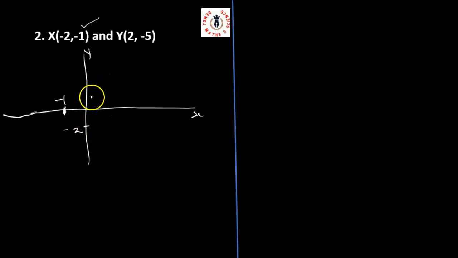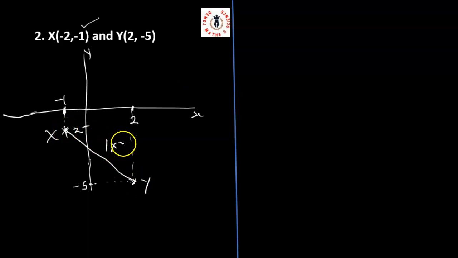I'll assume this is my point x falling to this point. Also, for the second point, it has part of its coordinate on the x-axis, let's call this 2, and the other, let's call it minus 5. So you trace it down this way, and this is 2, and here is minus 5. I can call this place my y, so that the line here is my line x, y.